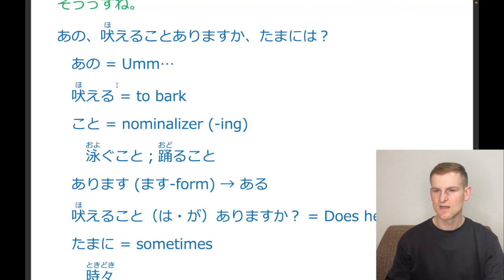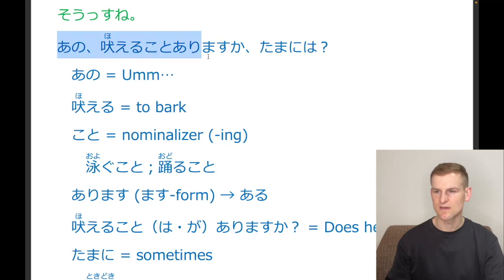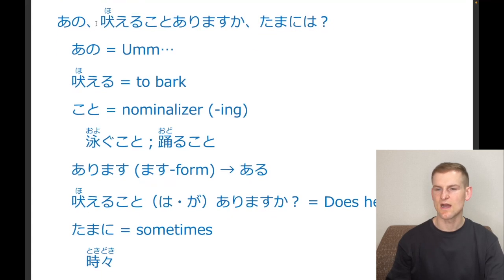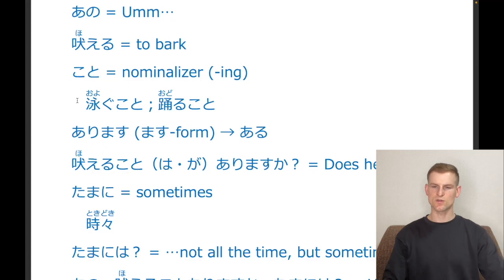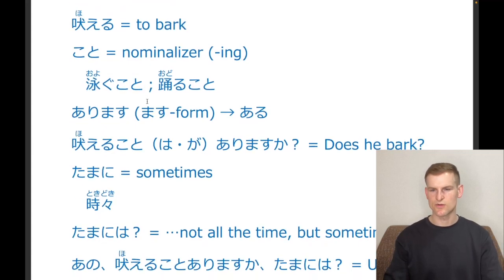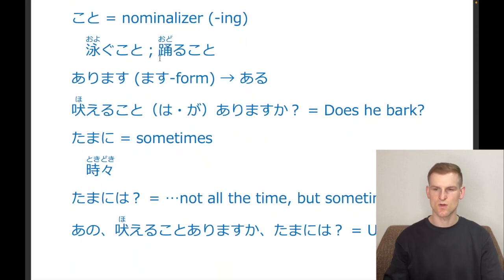Okay, next one. 吠えることありますかたまには. Okay, so is similar to which we looked at before. It's just used when you're kind of thinking. Basically, 吠える is to bark. こと is the nominalizer. It's like adding an ing to a verb in English. So 泳ぐこと. 泳ぐ is swim, so 泳ぐこと, swimming. 踊ること. 踊る is dance. 踊ること, dancing.